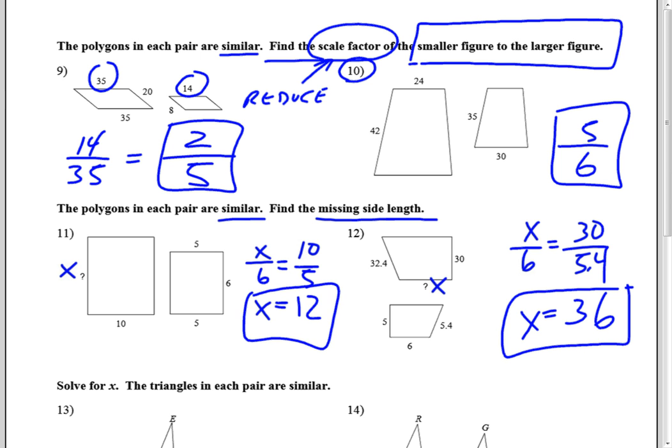How do I know that that makes sense for number 12? What's the biggest side in the little triangle down here? 6. So this number we're looking for should be the biggest side in the larger one. Is 36 the biggest side in this figure? Yes, because you got 30 and 32.4. So at least it makes sense. If you got something less than these two numbers, then it wouldn't make sense.